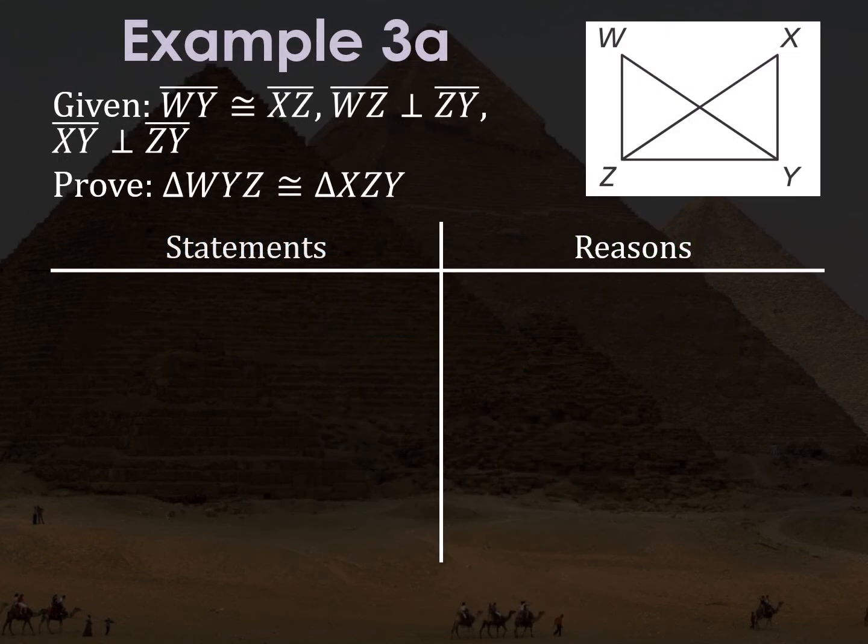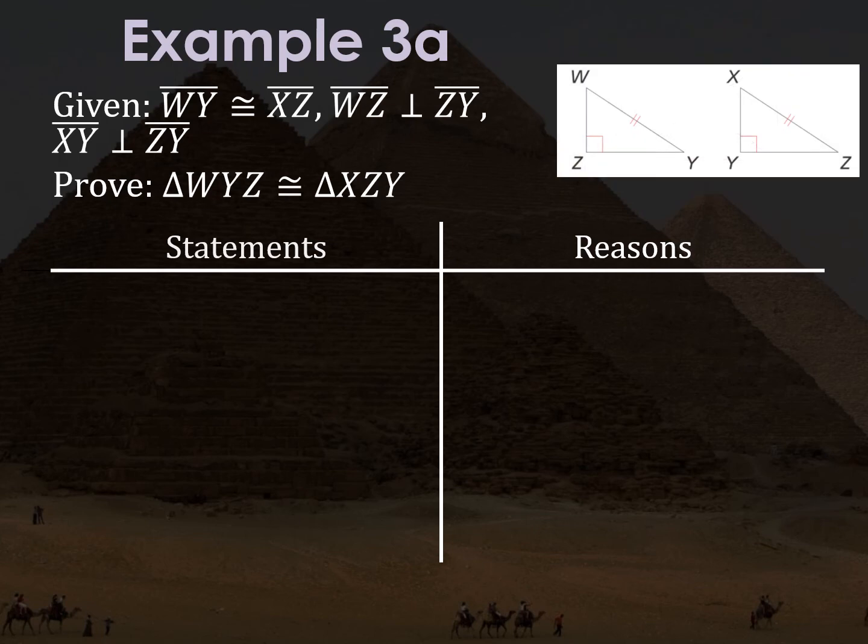3a, given WY is congruent to XZ, WZ is perpendicular to ZY, and XY is perpendicular to ZY, prove that triangles WYZ and XZY are congruent. So what I basically did is take the triangle and split it into two triangles by breaking them up and separating them and reorganizing the letters so they match up. So let's do this. Statement 1. WY is congruent to XZ. Those are the hypotenuses. So that is a given statement. So you have the hypotenuse part of the hypotenuse-leg.